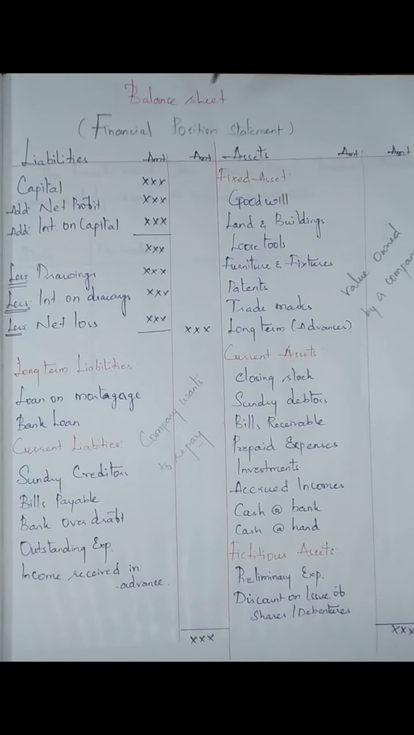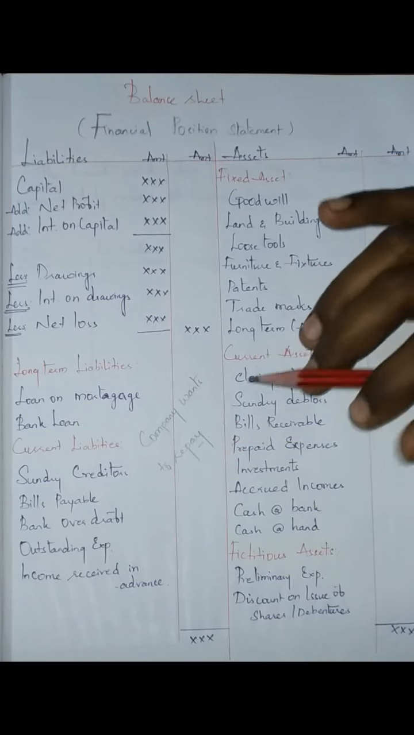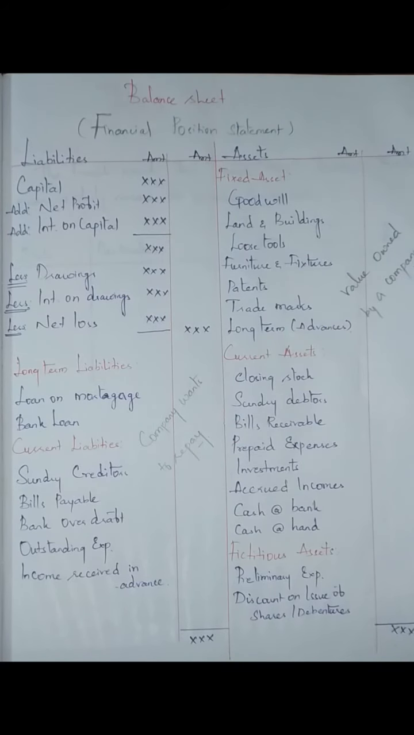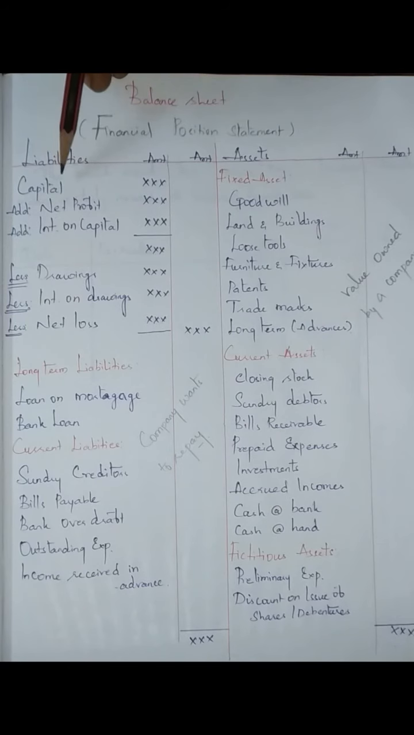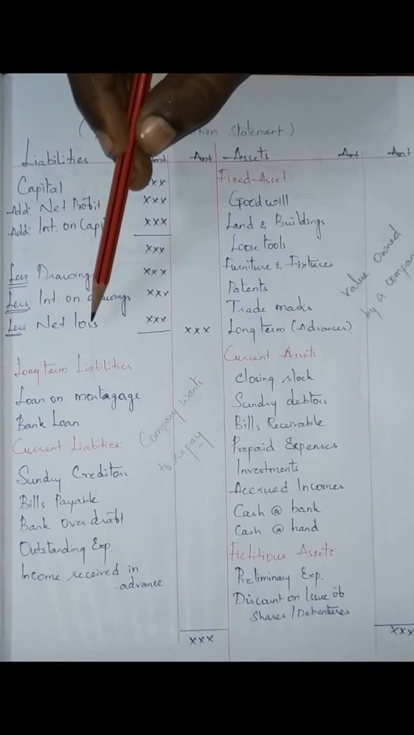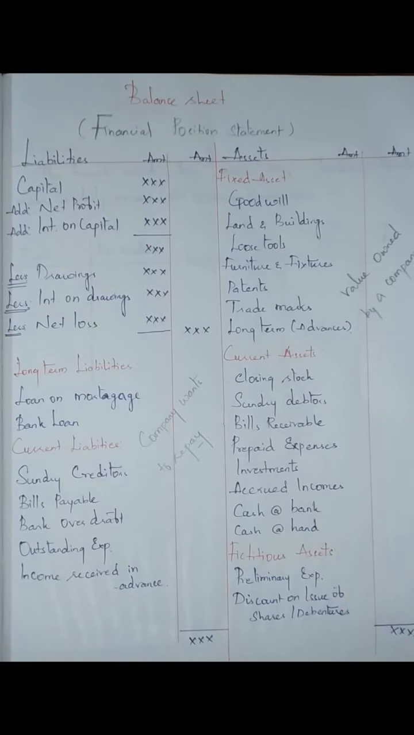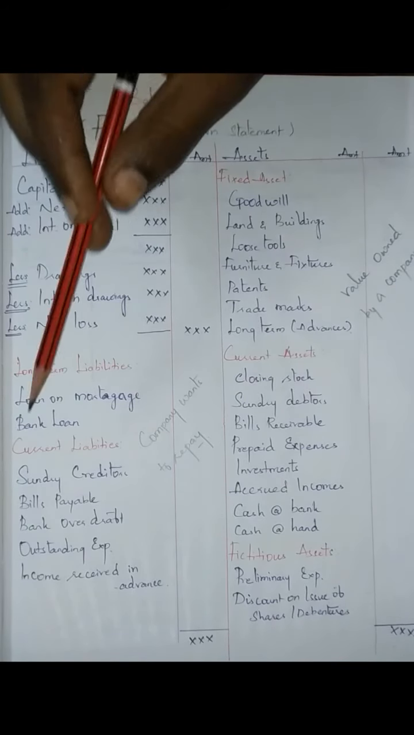Finally, we have to prepare the balance sheet. It's also called the financial position statement. It is also in T format. On the left side are liabilities and on the right side assets. Liabilities means what the company has to repay to someone, such as shareholders or creditors. First, the company has to repay the capital, in addition the net profit, in addition the interest on capital. We have to add these, and less drawings, less interest on drawings and less net loss if any. Finally, we get the exact amount to repay to the particular shareholders, then long-term liabilities and current liabilities.